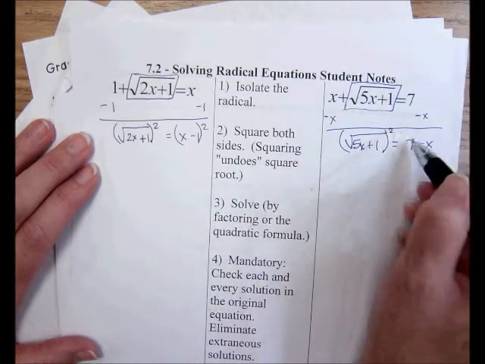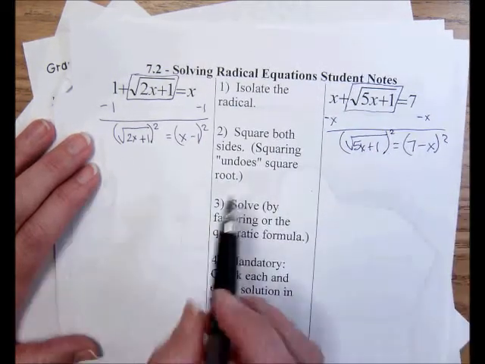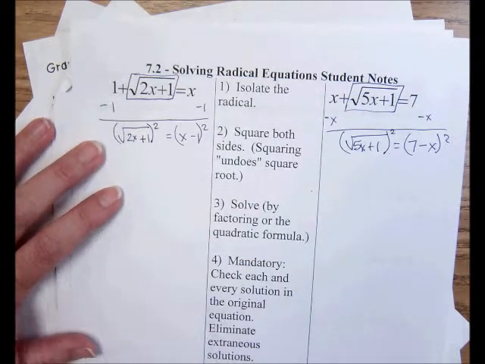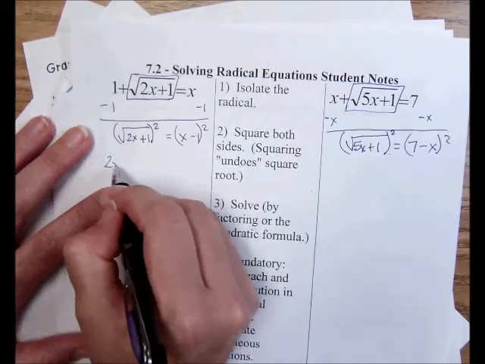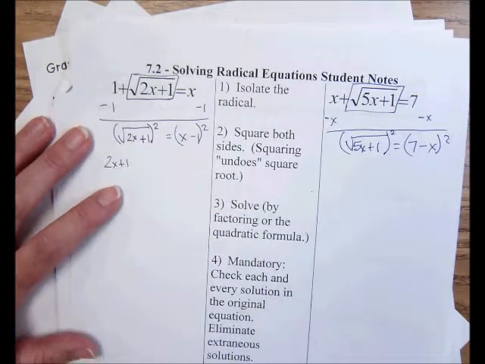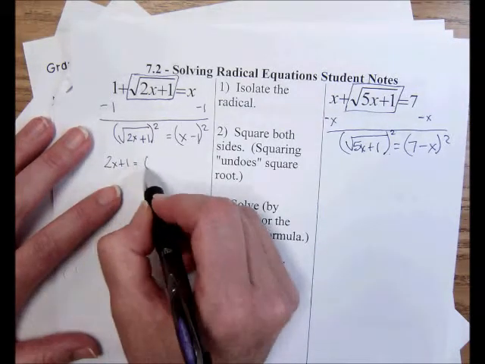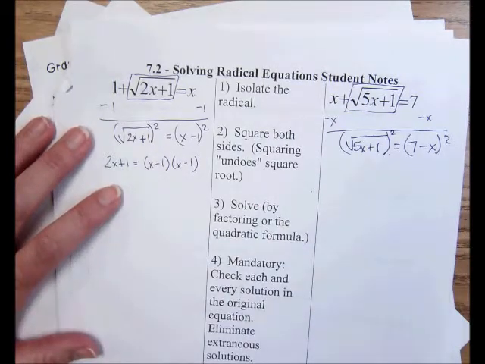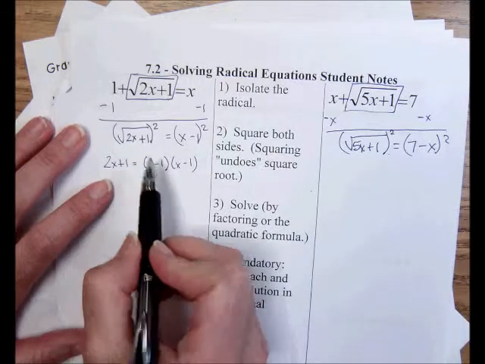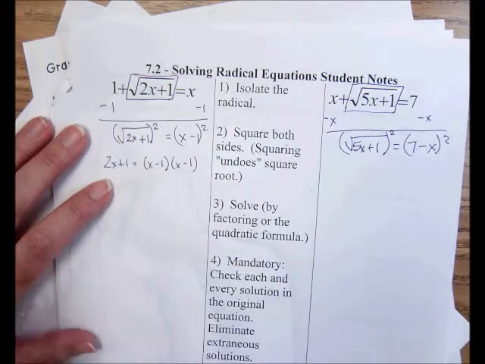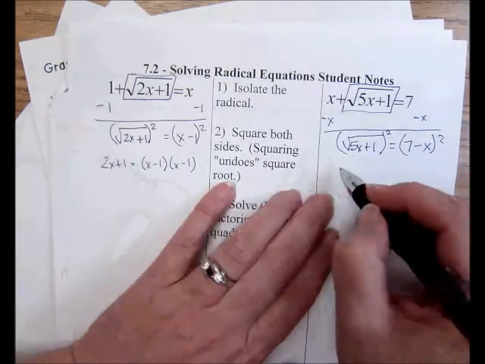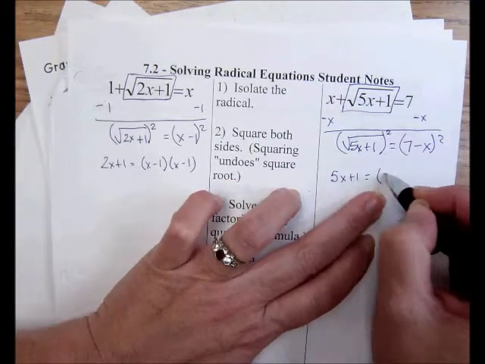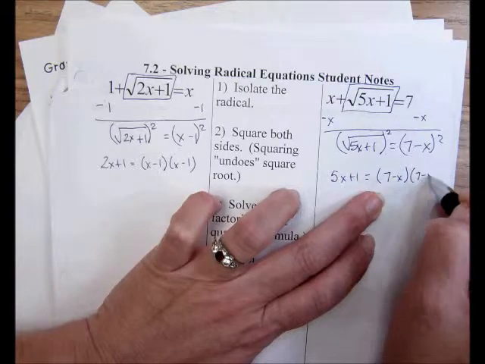So, step 2, it says to square both sides. And when I square the side with the square root, it undoes the square root. So I just drop the square root and it becomes 2x plus 1 is equal to, and then I have to square x minus 1. When I say square x minus 1, I mean multiply the quantity x minus 1 by itself two times. Same thing over here. I end up with 5x plus 1, and in this case I have 7 minus x times 7 minus x.